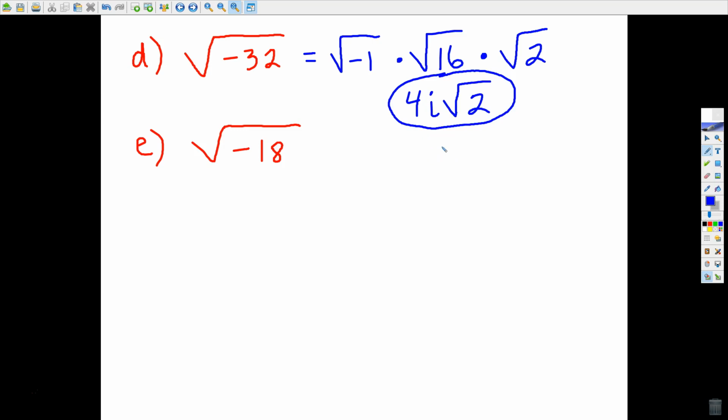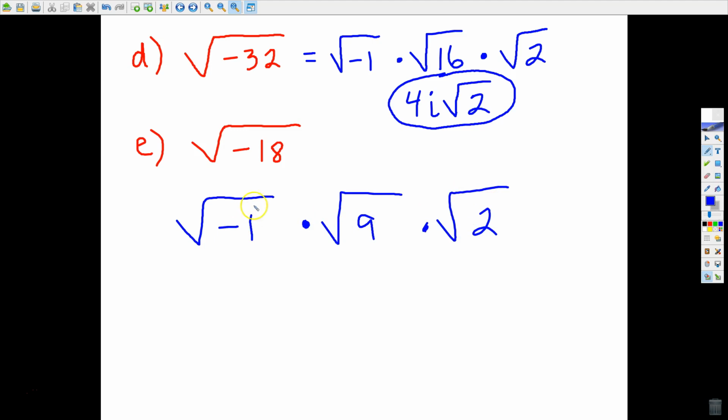Good. All right. Same thing on the square root of negative 18. I'm going to start off with the square root of negative 1. I'm thinking of a perfect square root factor of 18, and that would be 9, the square root of 9, times the square root of 2. All three blue radicals multiplied together should equal the red. That's what factoring is all about, rewriting an expression using multiplication. The square root of 9 is 3. Square root of negative 1 is i times this radical that cannot be simplified.